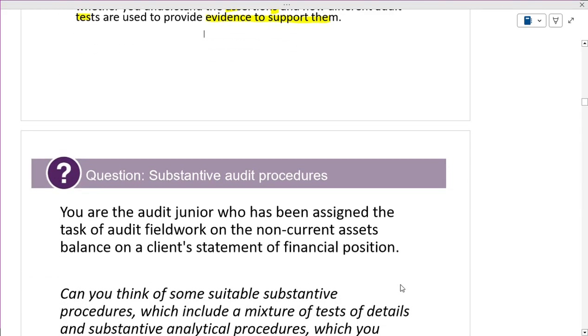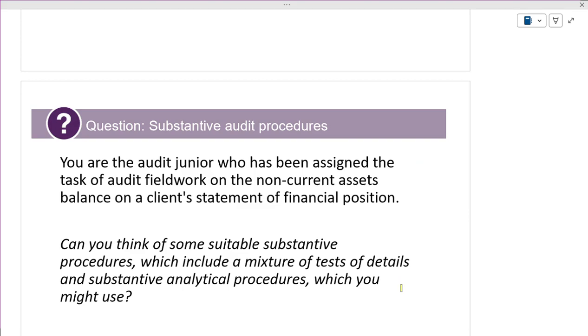Okay. You are an audit junior. See the thing. This is very important, and I will focus on this all the time. What your position is, is very important. Automatically the responsibility comes with the position. Audit junior, responsibility is less. Audit senior, responsibility is more. You have been assigned a task to audit field work. Which type of things do we have to do?